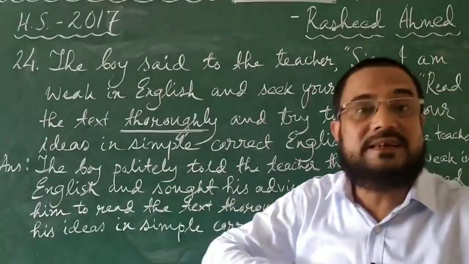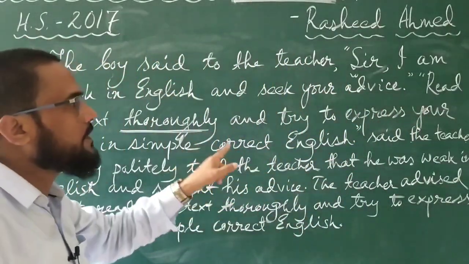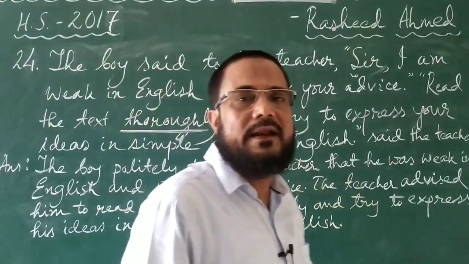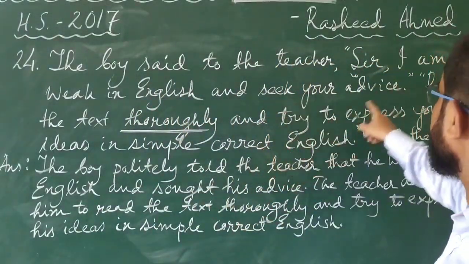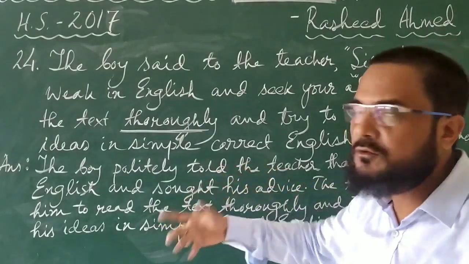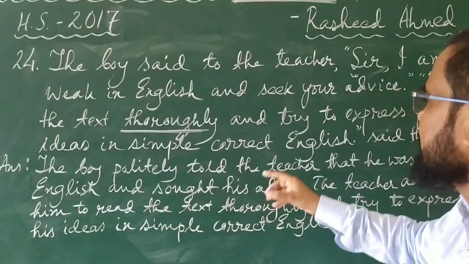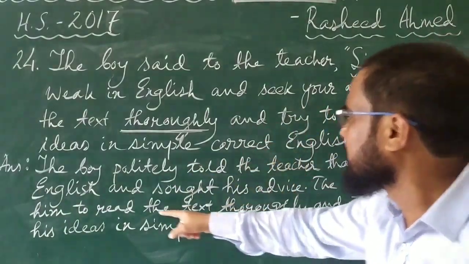T-H-O-R-O-U-G-H-L-Y. Thoroughly means in detail. The teacher said, read the text thoroughly and try to express your ideas in simple, correct English. Since this is an advice, it's an imperative sentence, it begins with the main verb. So the teacher advised him, then what? We have learned it earlier. In case of imperative sentence, the main verb before it will be to read.